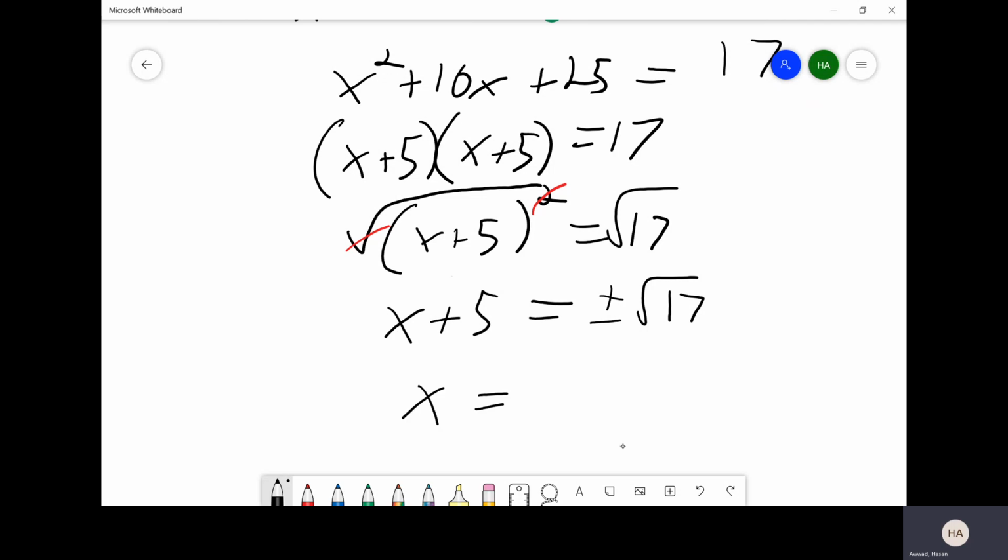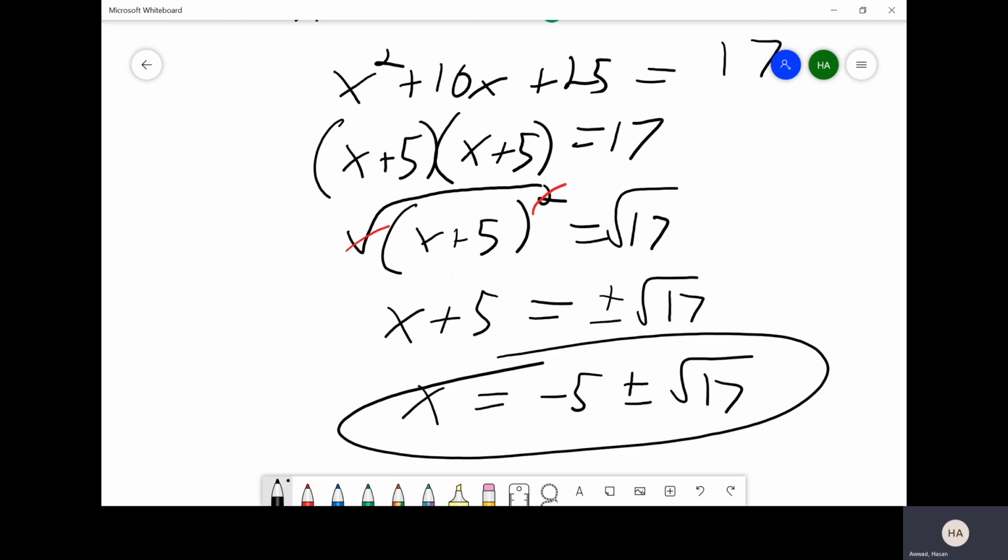Subtracting 5, we get x is equal to minus 5 plus or minus square root of 17. And we're done, right? We have two solutions. We have square root of 5. I'm sorry, negative 5. I was saying square root. My mistake. Negative 5 plus the square root of 17, and also negative 5 minus the square root of 17. So we have two different solutions here.